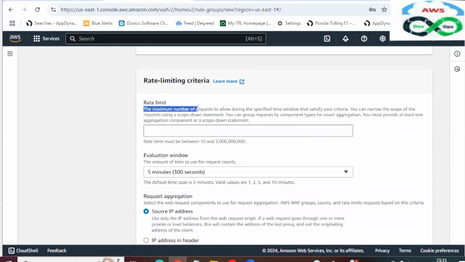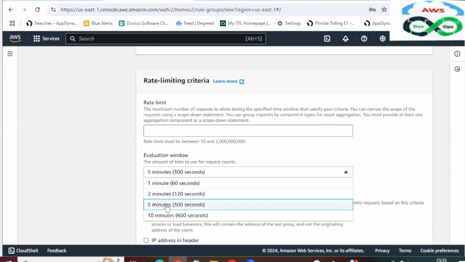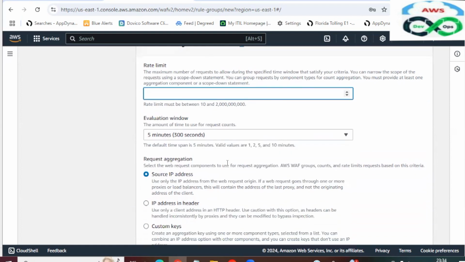What is the maximum number of requests to allow during that specific time window, which will satisfy your criteria, right? Let's say now you have an evaluation window of 5 minutes. So in that 5 minutes, how many requests can you either allow or block from the source IP address, that you can define here. Let's say if I'm giving the limit as 100, and there are 100 requests coming from the same source IP, right? So till 100 requests, the request will be allowed, but at the 101st request, the request is going to be blocked. Okay, or it can be vice versa also.